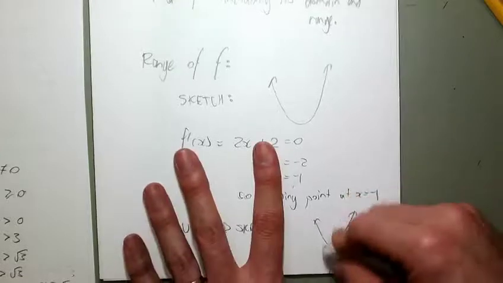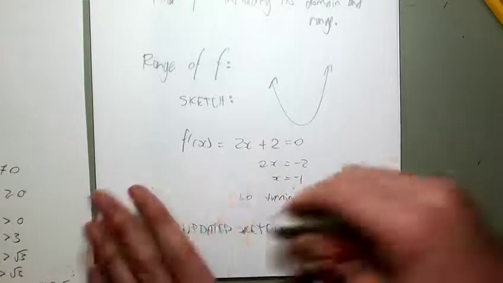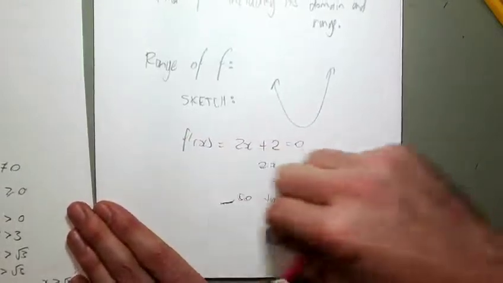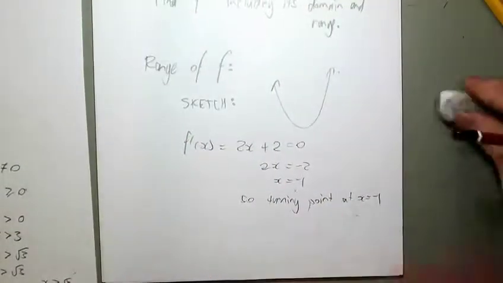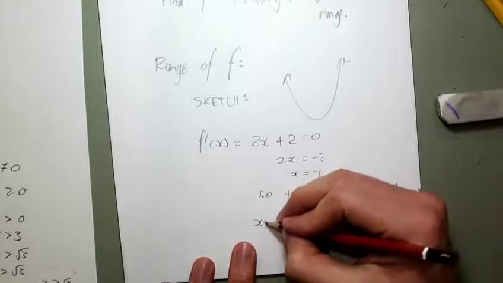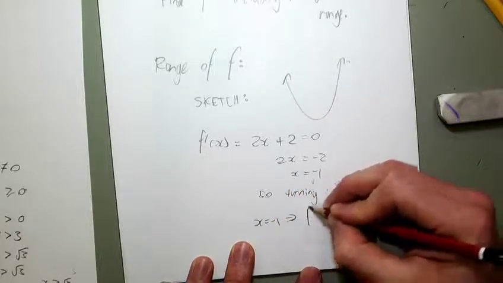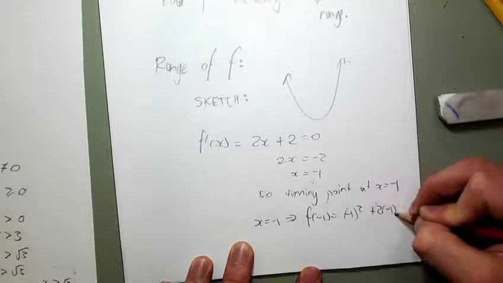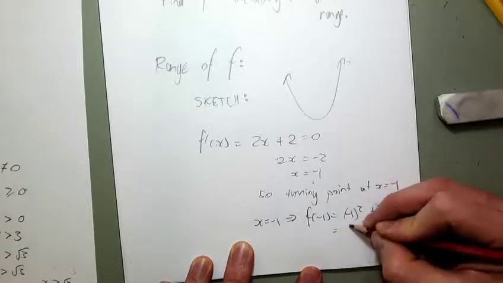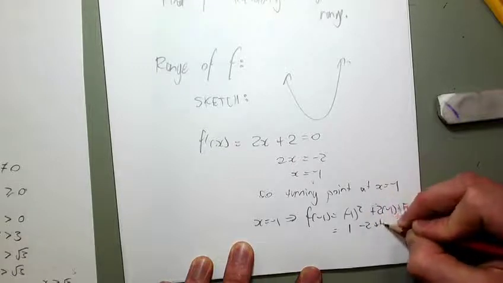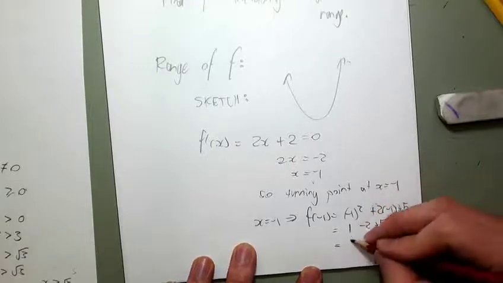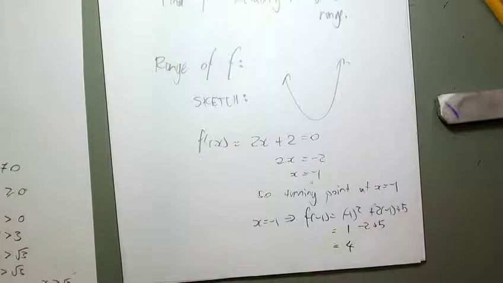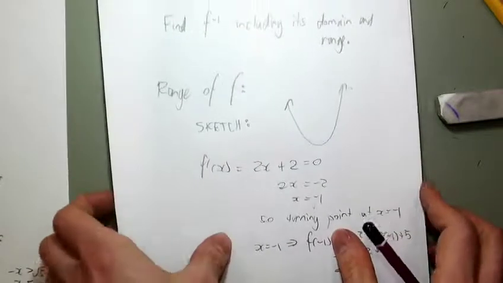I don't know where it crosses the axis. Just a second, let me figure out how high it is at that point before I update my sketch. So let's see, when x is equal to minus 1, we get f of minus 1 is minus 1 squared plus 2 times minus 1 plus 5, which is 1 minus 2 plus 5, which is 4. Awesome. That's what the y value is when x is minus 1. And so now I can update my sketch.